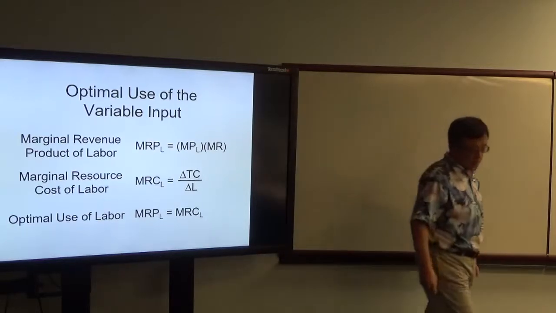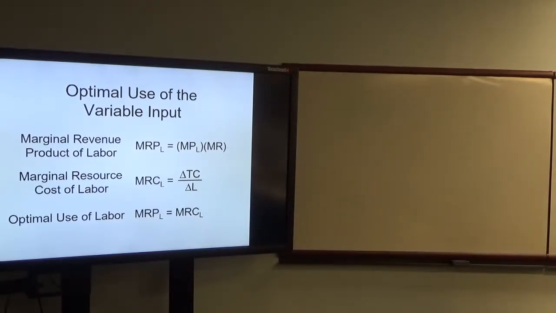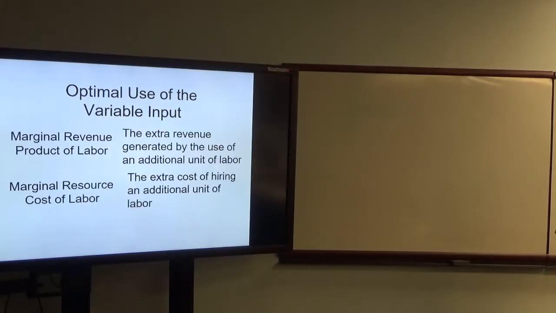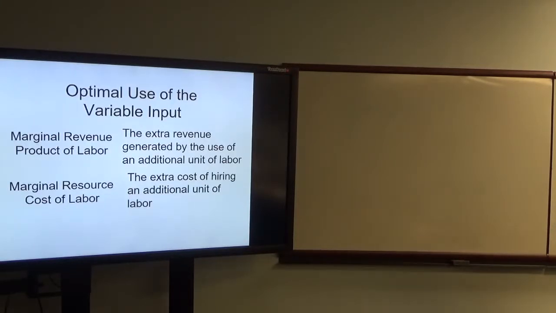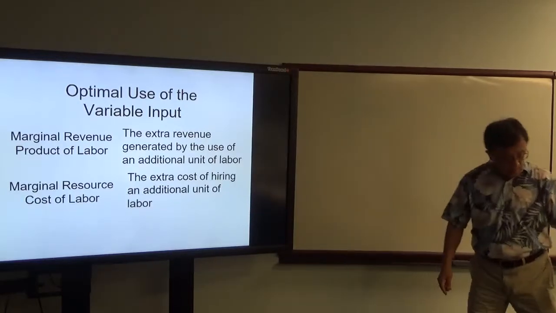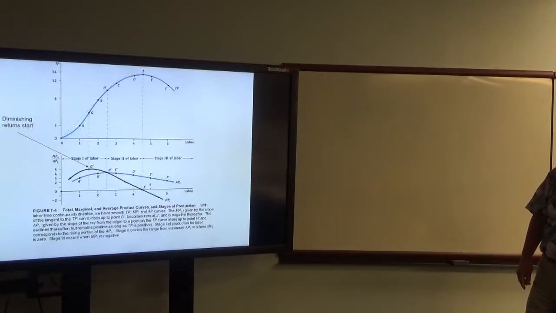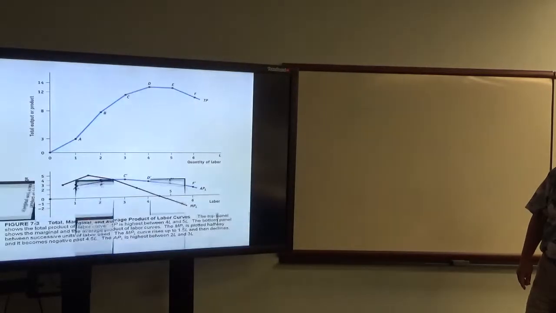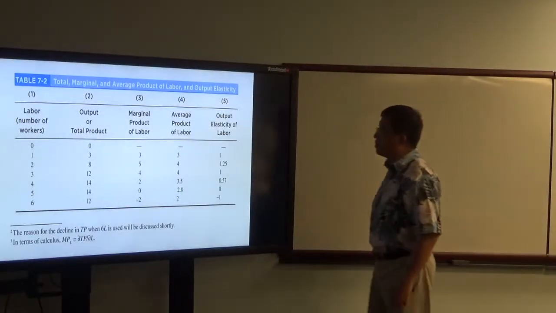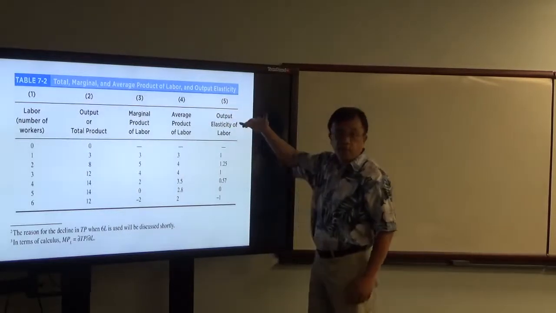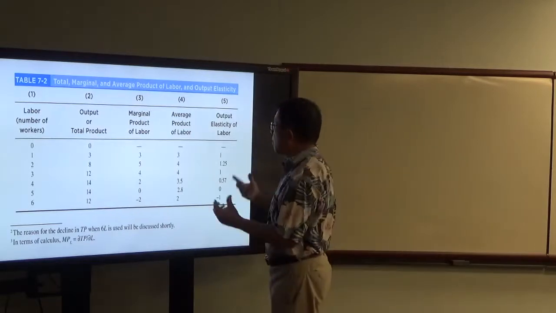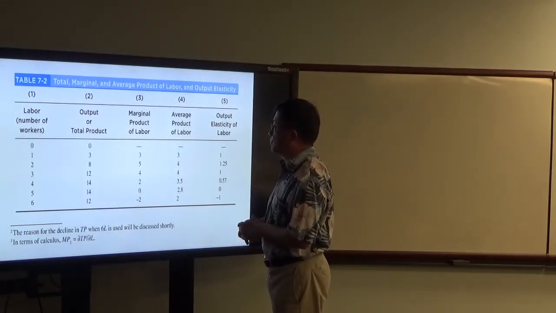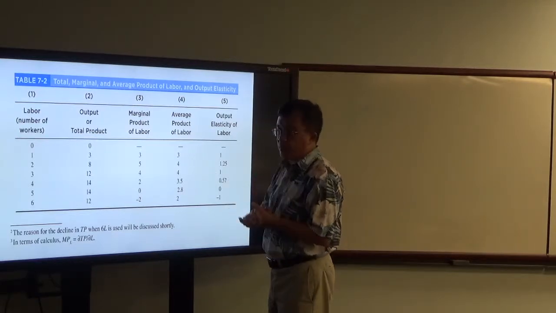So the next section is about the optimum use of the variable input. Remember in our example, this is an example. We're assuming capital is fixed, right? Capital is fixed. Okay. Now the question is, how much labor to use to maximize a company's profit?